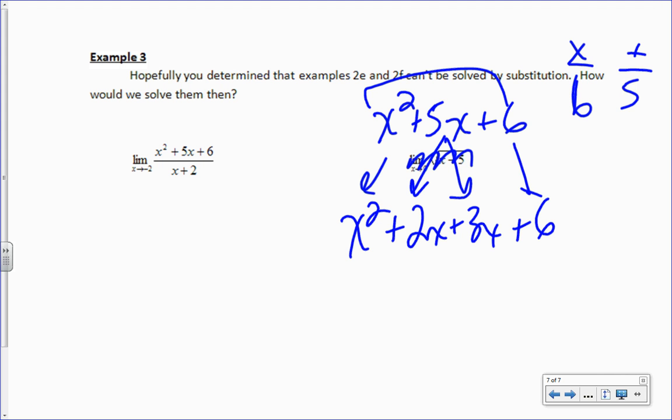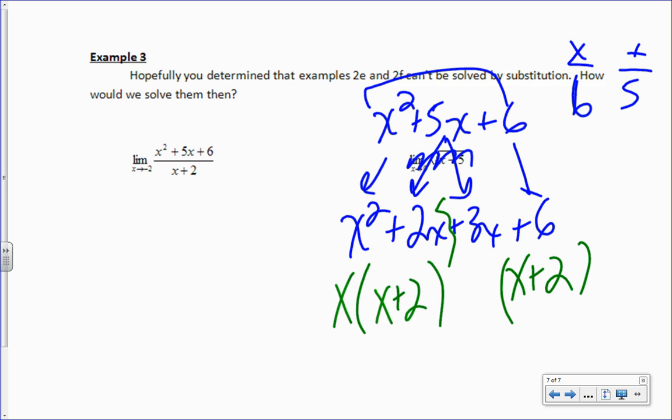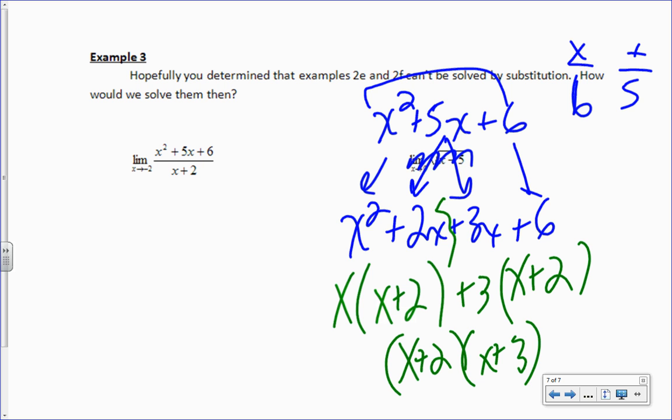I know a lot of you know that there's a shortcut for this one. Is that right? You sure? Multiply to be 6, add to be 5. Is this going to work? I don't know. Let's find out. X. What's left? X plus 2. Can I get x plus 2 over here? By taking out 3. So my factors are x plus 2 and x plus 3. Okay, so that's what my numerator is.